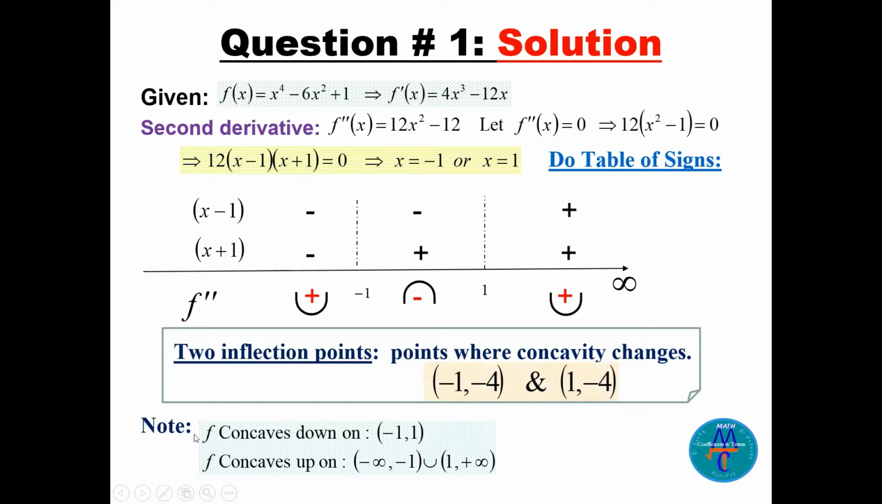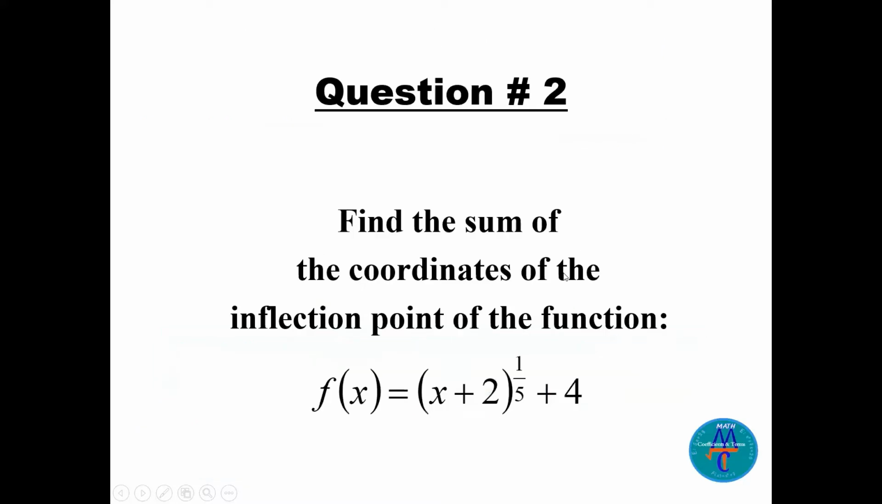And if you need more, f concaves downward on minus 1 to 1. F concaves up on minus infinity to minus 1, union 1 to infinity, from the table of signs. Question number 2, nice. Find the sum of the coordinates of the inflection point of this function.